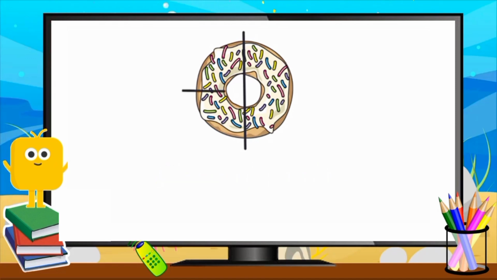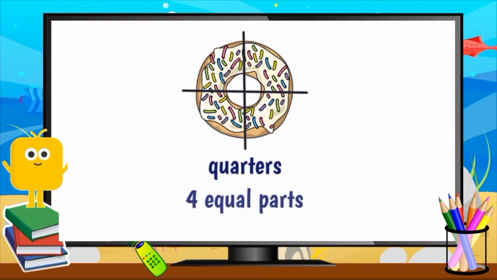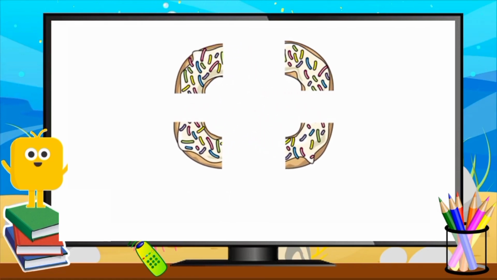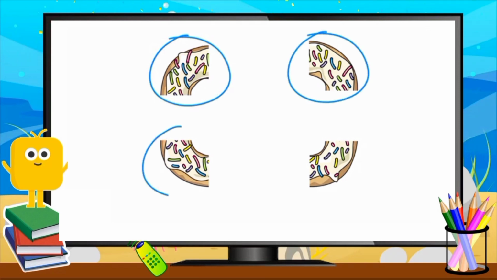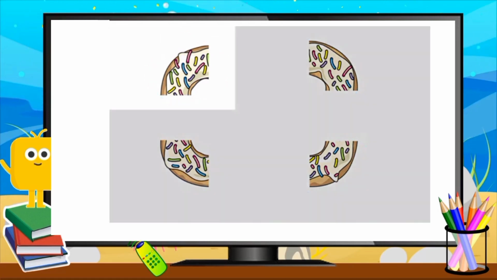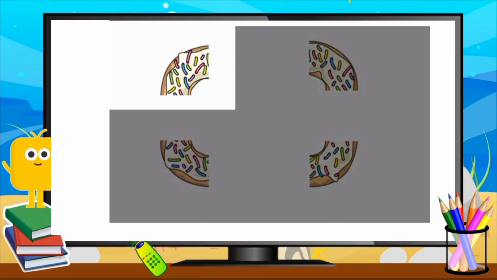To make quarters, we need 4 equal parts. So let's cut it in half again. The donut has now been cut into quarters because there are 4 equal parts. Let's count them together. 1, 2, 3, and 4.